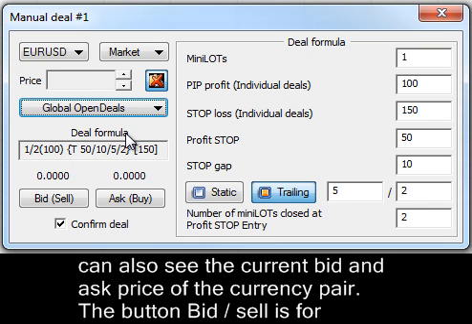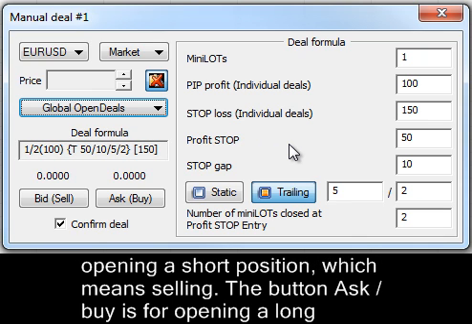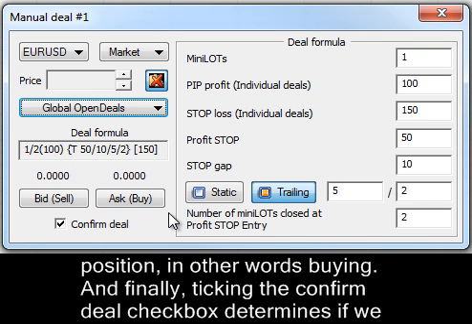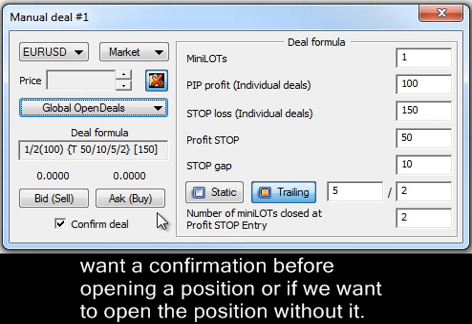We can also see the current bid and ask price of a currency pair. The button bid sell is for opening a short position, which means selling. The button ask buy is for opening a long position, in other words buying. And finally, taking the confirm deal checkbox determines if we want a confirmation before opening a position or if we want to open the position without it.